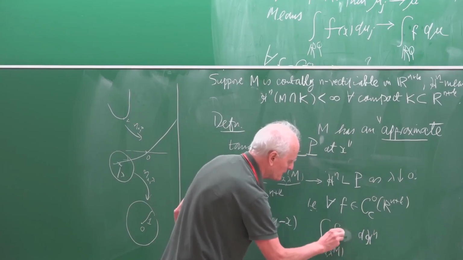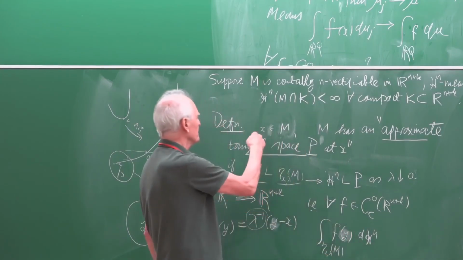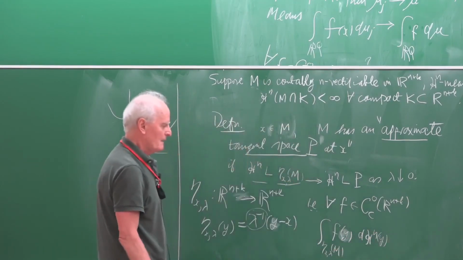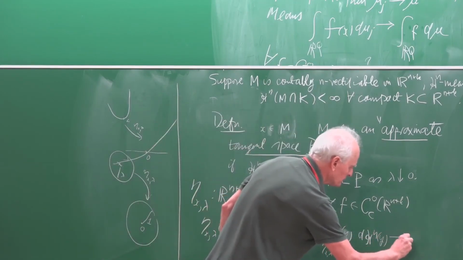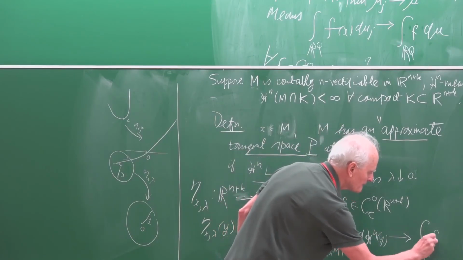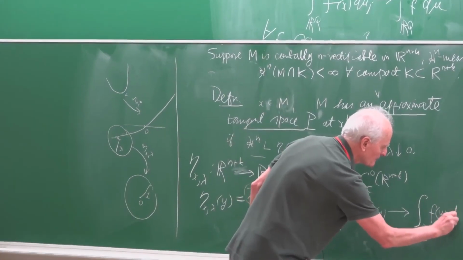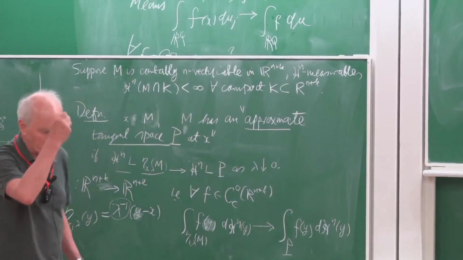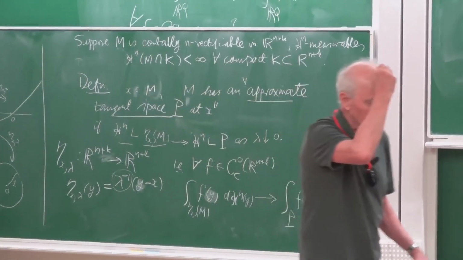Let's call it f(y) so I don't confuse you, because we're talking about x as being a particular point here. dHn(y). That should converge to the integral of the same function over P, dHn(y). So that's the definition of approximate tangent space.